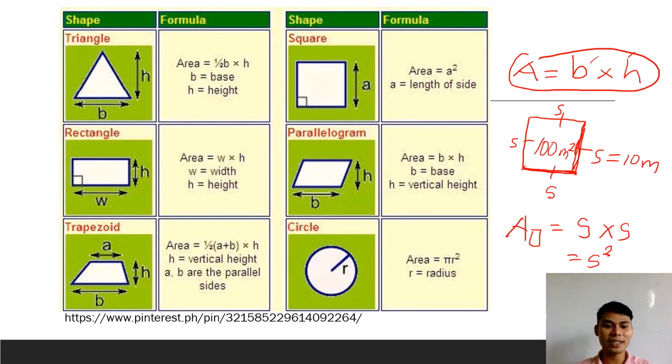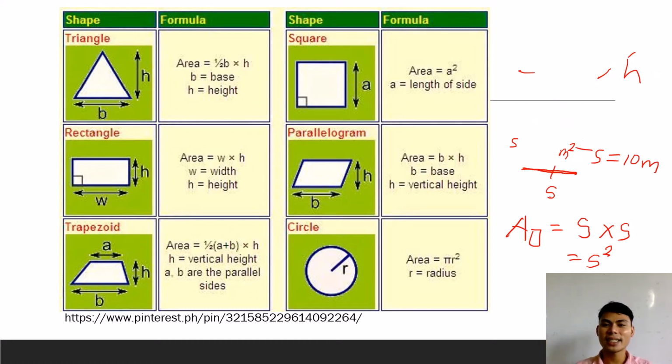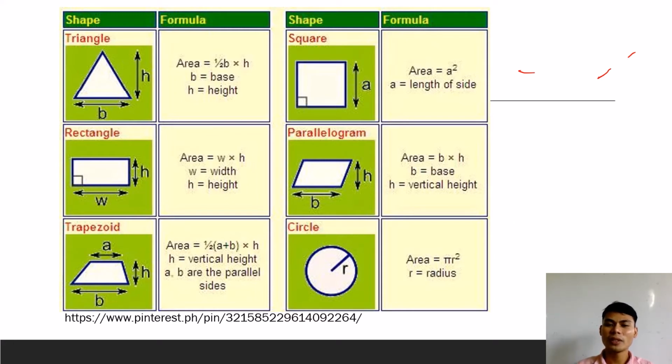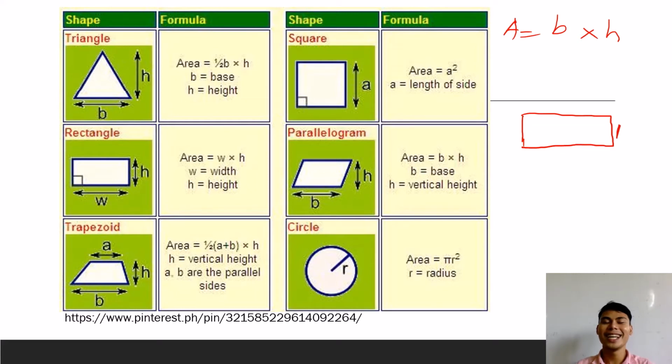Okay, let's try the rectangle. Let's erase this first. So, rectangle. Let's use the base times the height that we mentioned. So, we have a rectangle. And usually, when we have a rectangle, we use length and width. In a rectangle, there is the horizontal line, which we call the width. The standing line is the length.